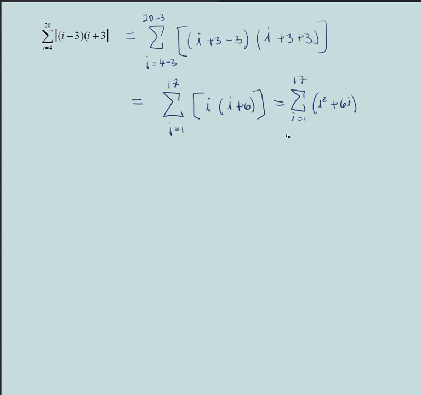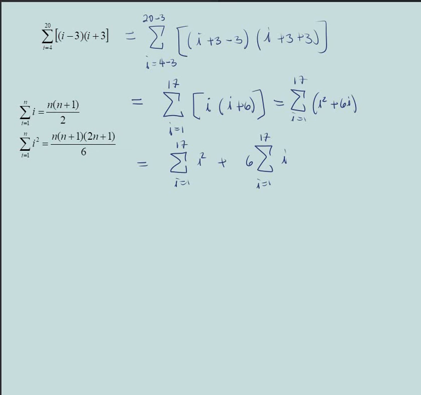And now what we're going to do is separate this summation: the summation from I equal to 1 to 17 of I squared, plus, and now we take 6 outside the summation because it's a constant, the summation from I equal to 1 to 17 of I. And now with these two, we use the formulas we had a moment ago. Remember these two formulas? I just picked them up from up there. Now we do the summation for I squared using this one with 17, and for I with this one using n.